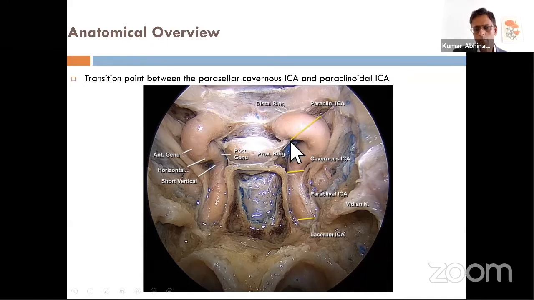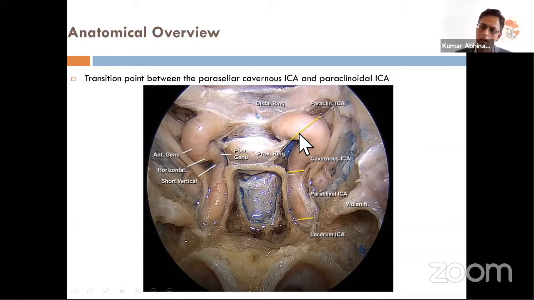And very importantly, from an endoscopic perspective, you define what we used to think after clinoidectomy as the clinoidal ICA or the carotid cave. From an endoscopic perspective, you're looking at the ICA between the carotico-clinoidal ring, which is your proximal ring, and your distal ring. And this is your paraclinoidal ICA.